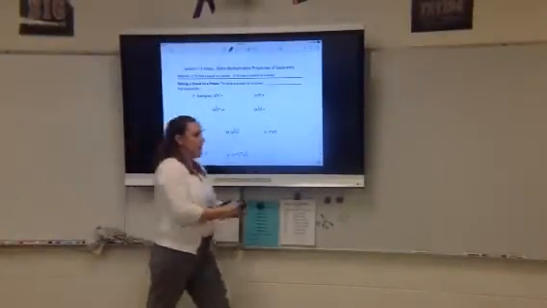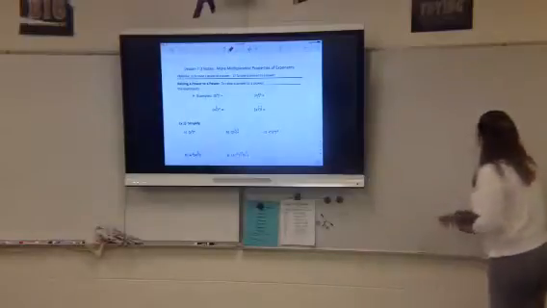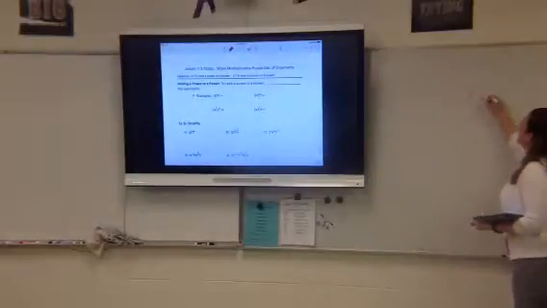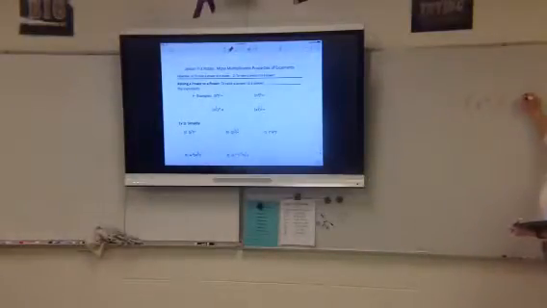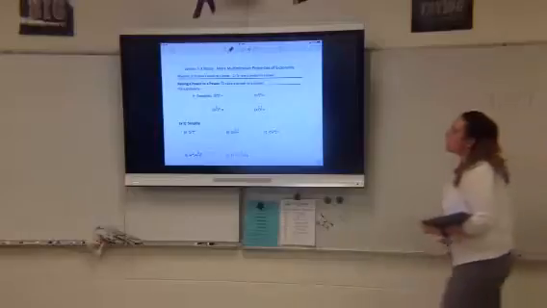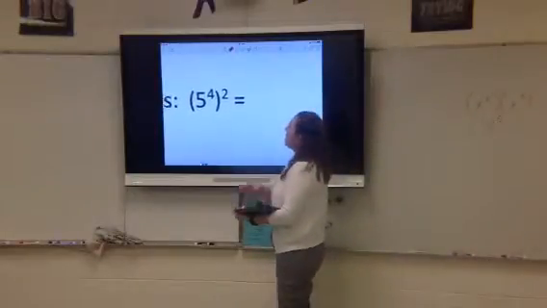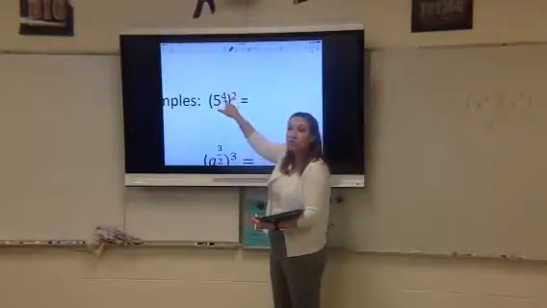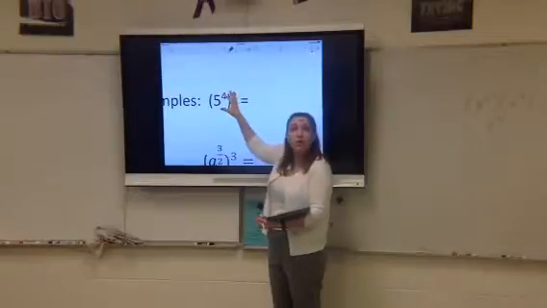When we have something side by side, like yesterday, we looked at something like this, where we'd have this and we would say that was x to the fifth, right? Side by side we added, okay? So now what we're going to look at today is what happens when we have something like this, where we've got two little exponents together. Okay, what do we do there?